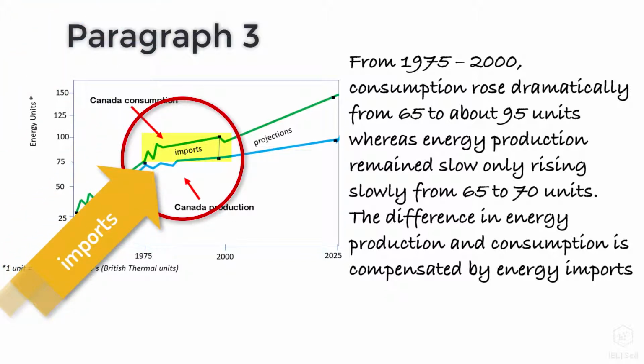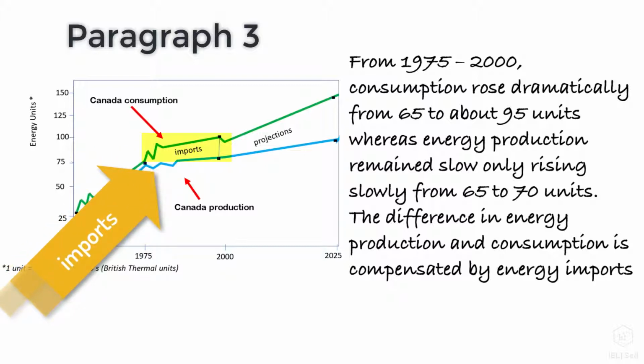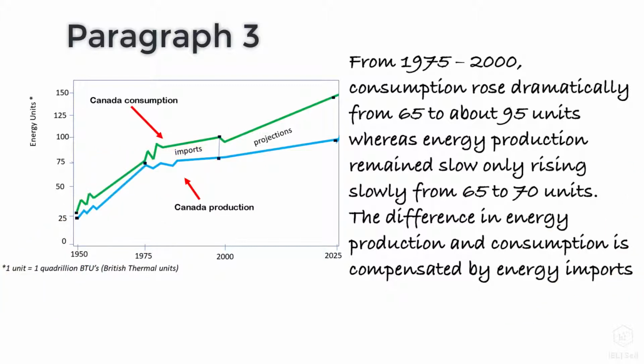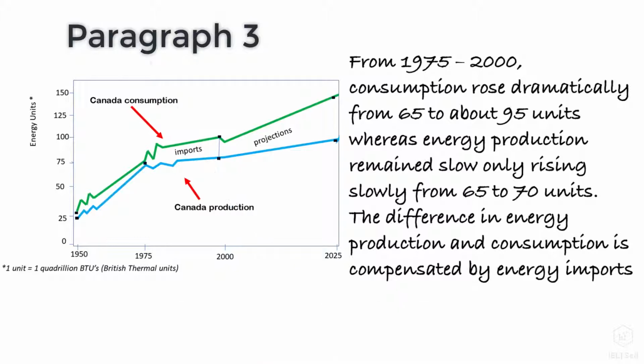It's important to talk about the imports, because Canada cannot consume more energy, i.e. 95 units, and produce less energy, only 70 units. That's simply not possible. You can't consume more and produce less. So there's a difference of 25 units. So that's why it's important to mention it here. And it's also mentioned in the graph. That's the end of the third paragraph.